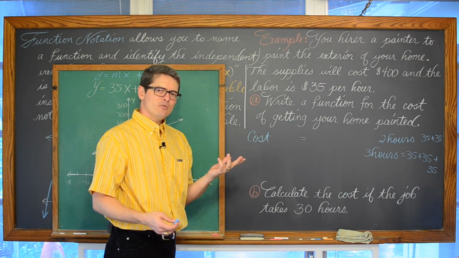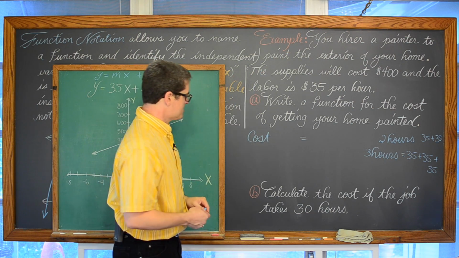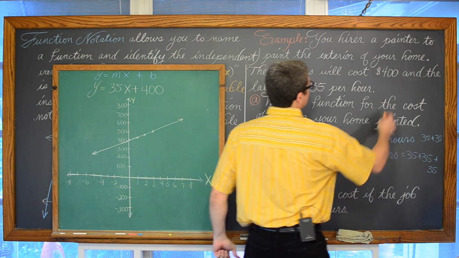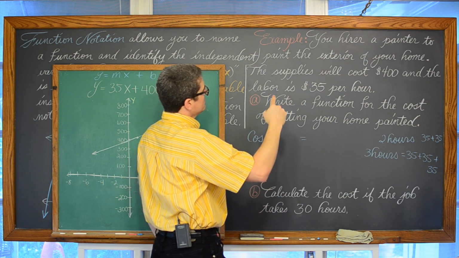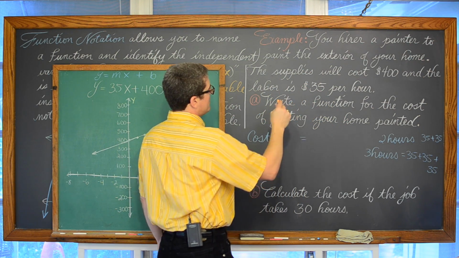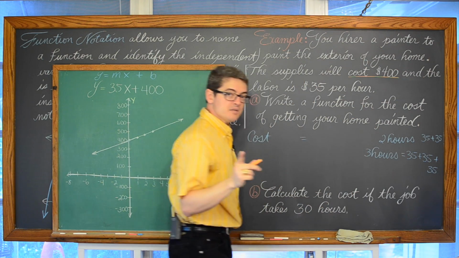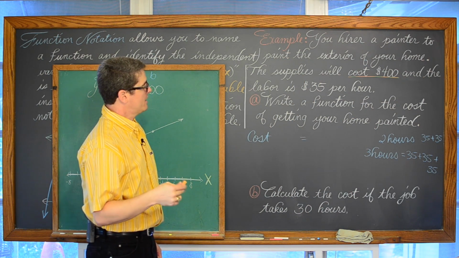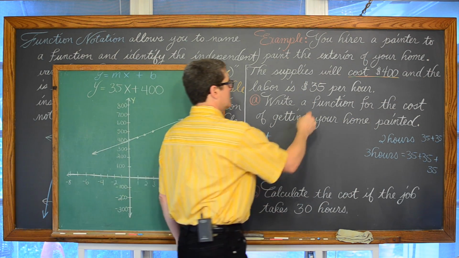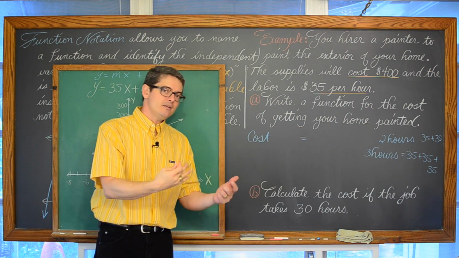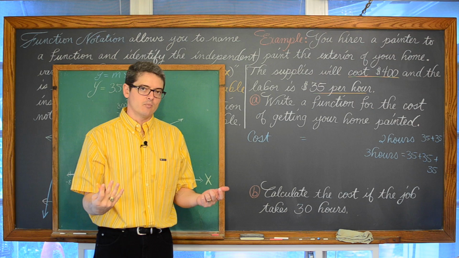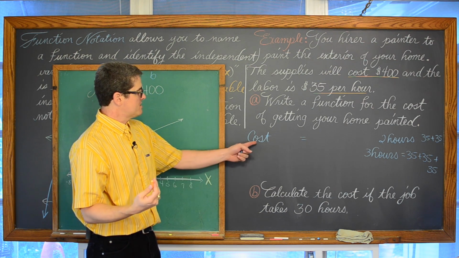So what's the independent variable? This problem says hire a painter, exterior home, the supplies will cost $400, and then there's some additional cost based on labor. Well, the cost is going to depend on how long it takes them to do the job, right? So the cost is the dependent variable.